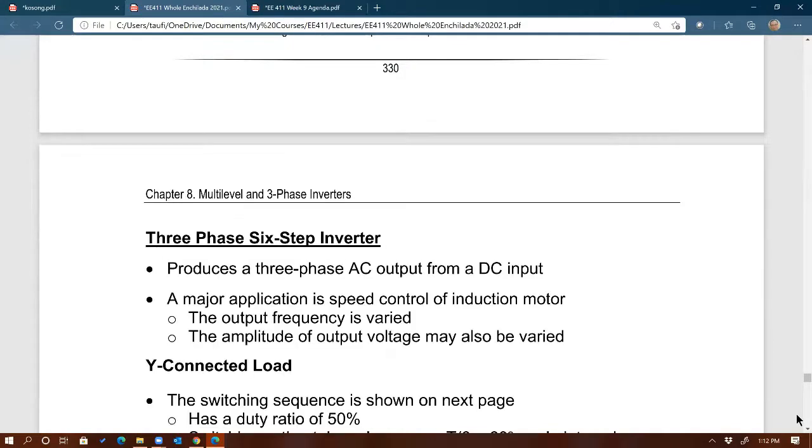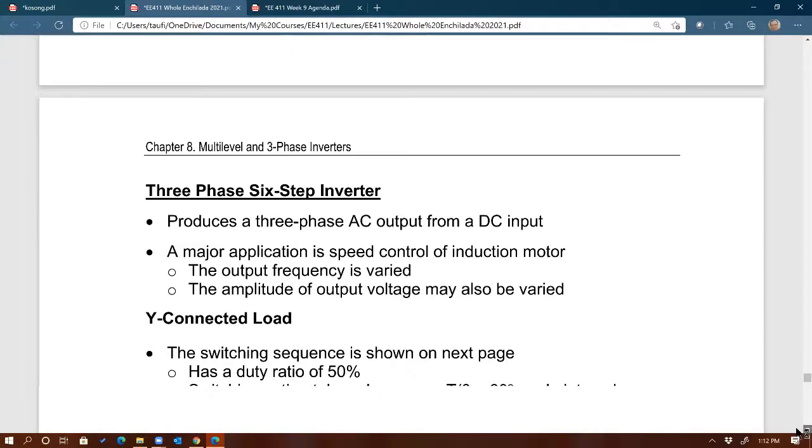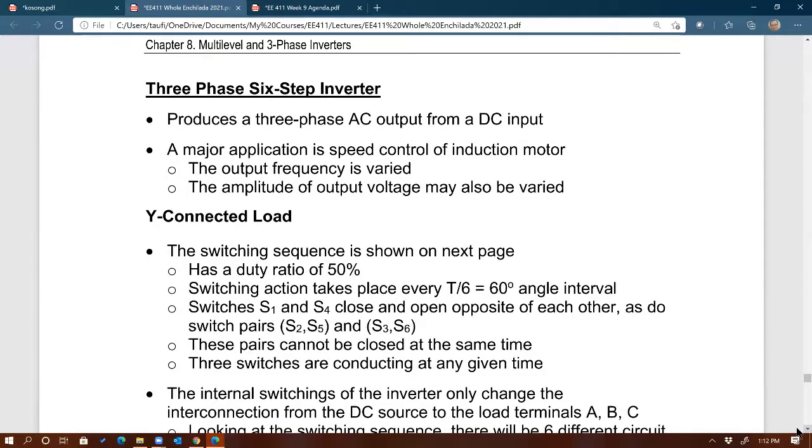Right. Okay, so now you know the additional technique to get AC out from DC, right? Using multi-level, right? Instead of just a simple square wave, right? You can also use multi-level inverters, and also PWM, right? Which is the end of this chapter.